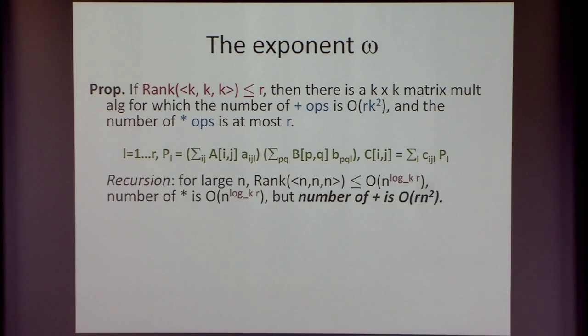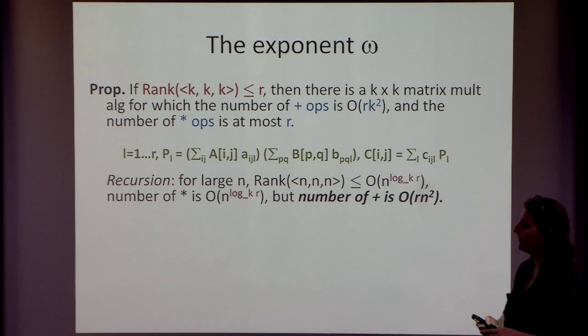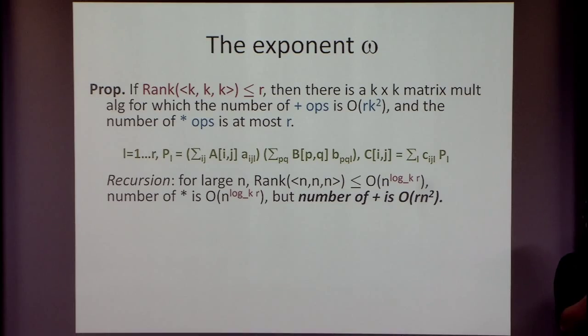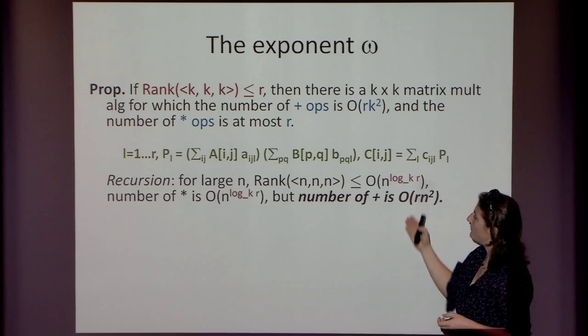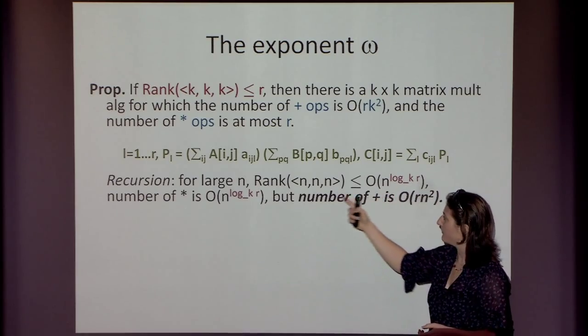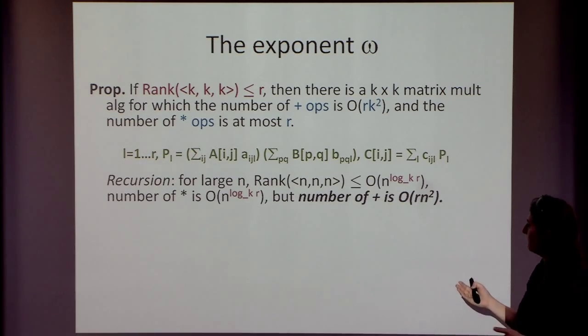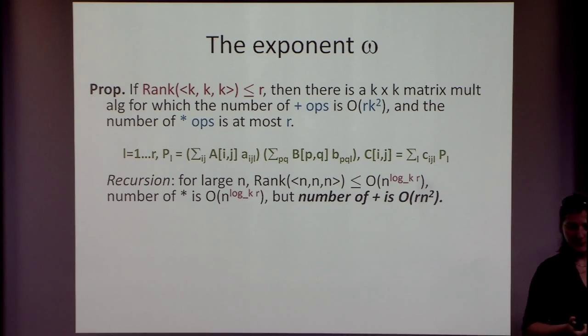But say we have a bound for constant k. Then when we look at what happens as n grows, you can apply recursion, because matrix multiplication is naturally recursive. You can split the n by n matrices into k by k blocks of size n over k by n over k, and you get an algorithm where the number of products is governed by the bound on the rank of the matrix product, but the number of additions is now only r n squared. So the additions are completely free when we talk about big O notation.